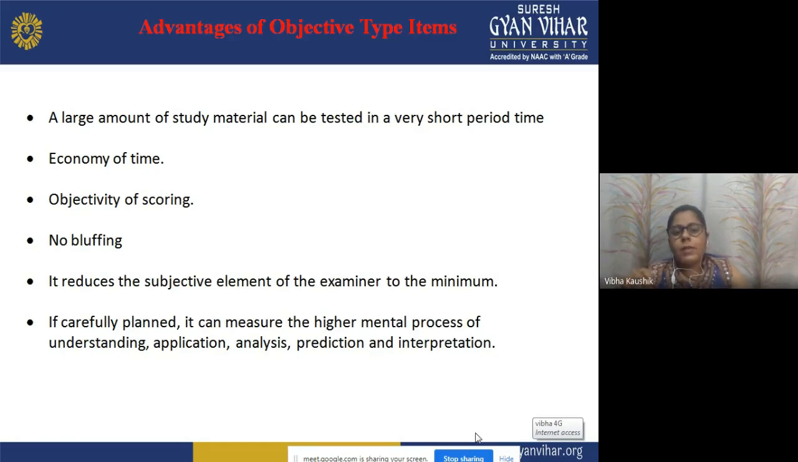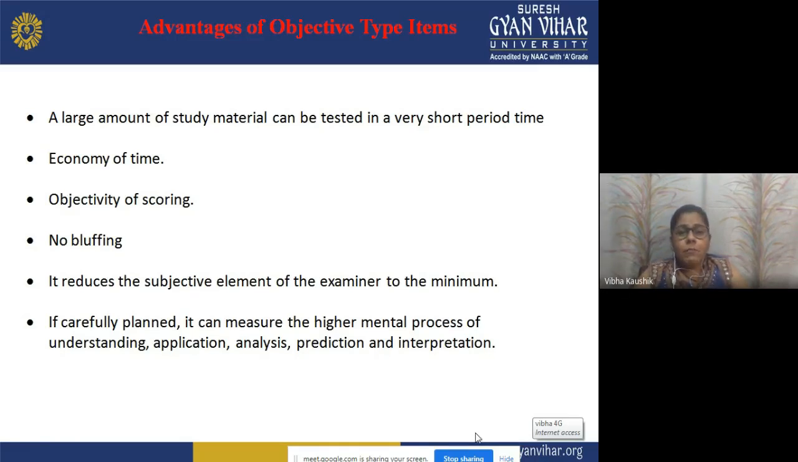Objectivity of scoring means there is no biasness on the part of the teacher while doing the scoring. It reduces the subjective element of the examiner to the minimum. The objective type questions will be judged in an objective way, and the teacher's biasness will not affect the scoring of the objective type test, so it reduces the subjective element of the examiner.